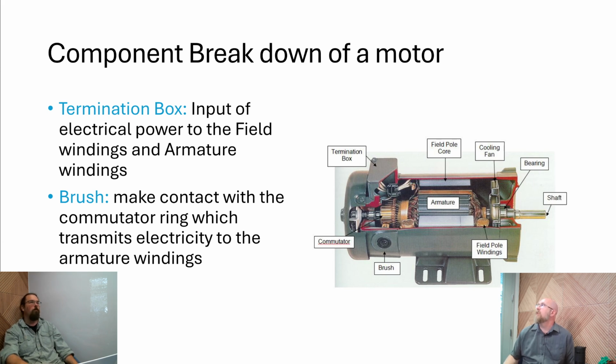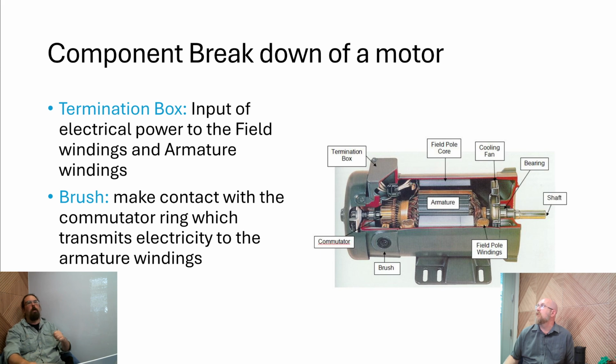There are a couple of things that are common features across almost all motors in some capacity, with the exception of brushes. Those are unique to DC motors. But a termination box is where you're going to have the power input to the motor. You make the connections between your physical power coming out of the wall and the individual field elements that are inside.